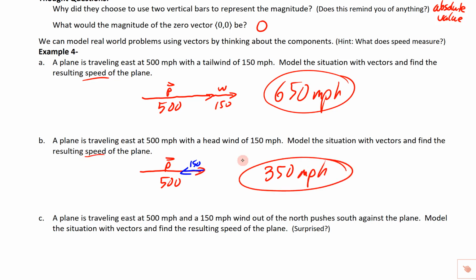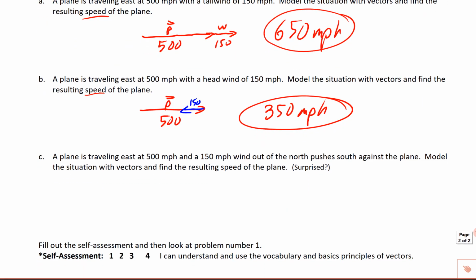If we wanted a vector to represent the plane, it would be 350 miles per hour to the east, because it's still being able to head east. Okay, now let's take a look at the last one. This is kind of an interesting one that's going to lead us to some stuff that we come up with in the next few sections.